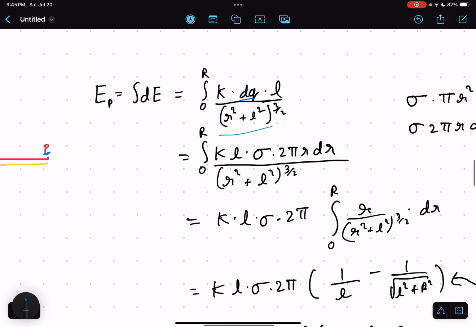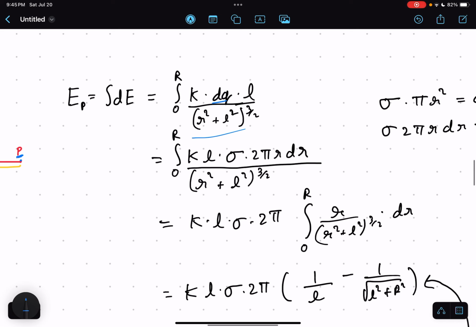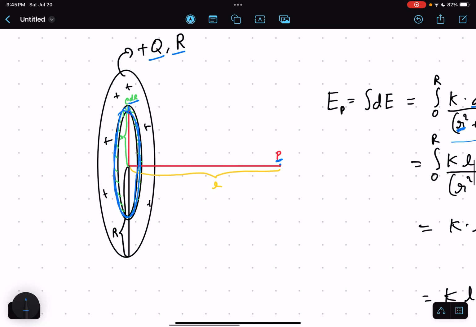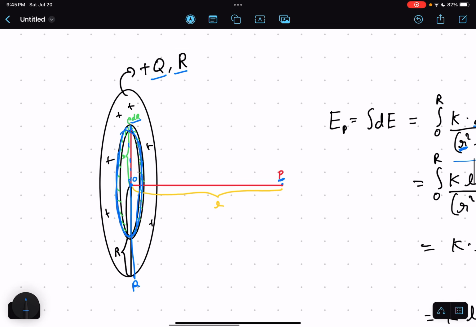Now before you actually integrate this, you need to convert this dq into dr, as we are integrating with respect to this r over here. This is going to be 0, and then we slowly increase the radius all the way to r. We slowly increase the radius of the ring, and then we add all the fields generated by all the rings to get the net electric field.